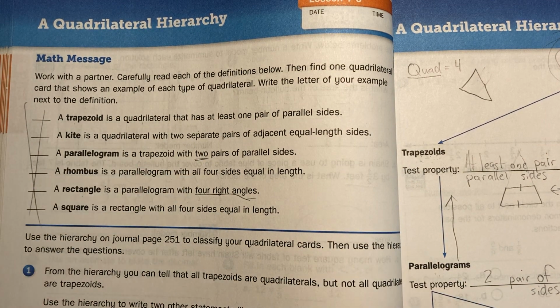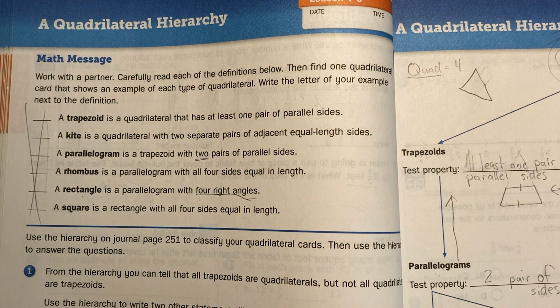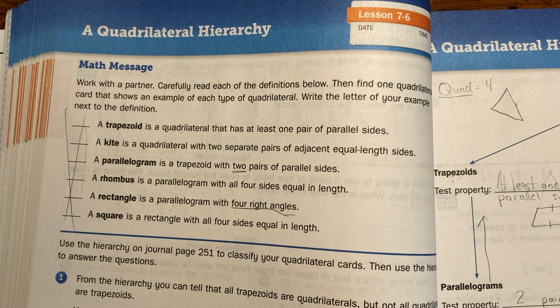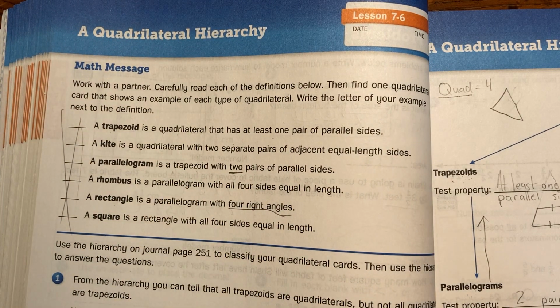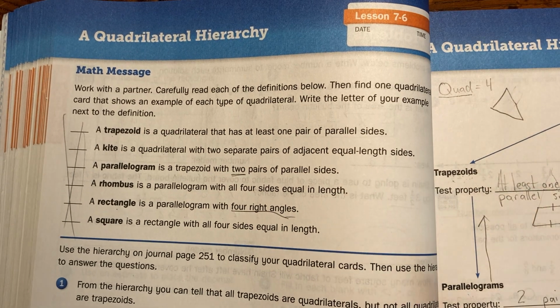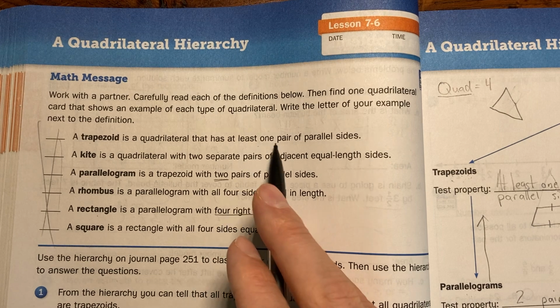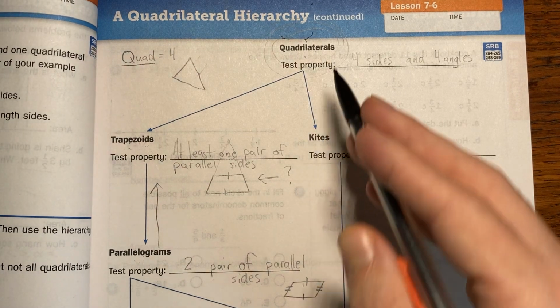I don't have the quadrilateral cards because we're not in school, so I'm skipping this. But you will use these definitions to fill out your hierarchy. So I literally took the definition for trapezoid, and I took off the beginning because I know it's a quadrilateral. All of these are quadrilaterals. And I just said has at least 1 pair of parallel sides. And there we go.